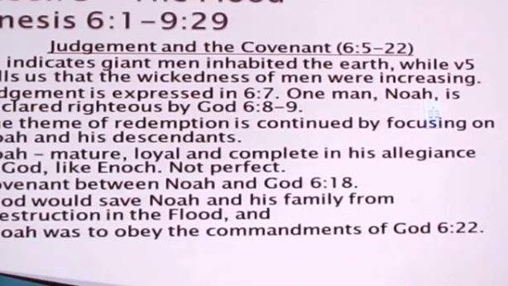Someone who was mature, loyal, and complete in their allegiance to God.